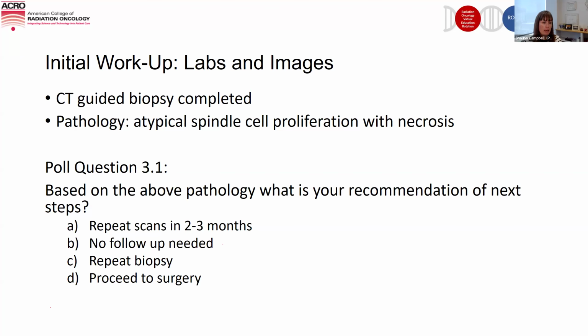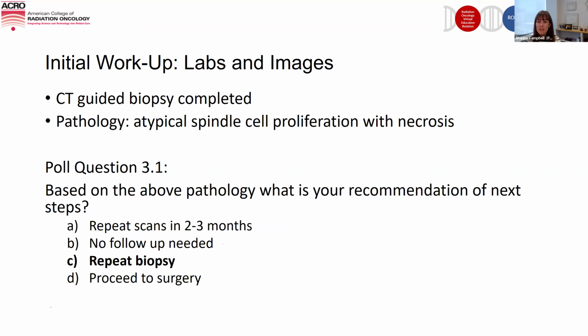All right, so we have 54% of people reported repeat biopsy and 46% of people said, let's just go right to surgery. So in this situation, my recommendation would be a repeat biopsy. So I think we're all on the same page that we know there's something very suspicious going on.